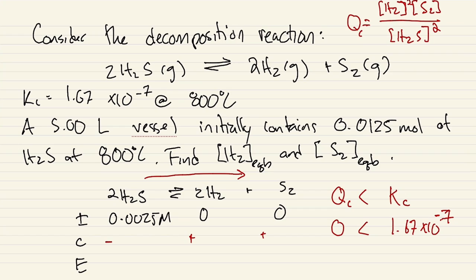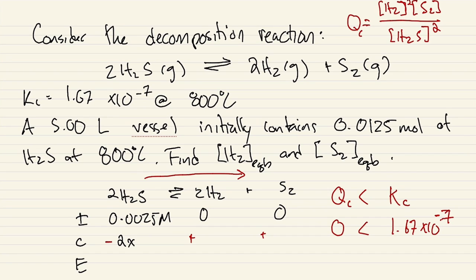The stoichiometry of the reaction, right? If we lose any hydrogen sulfide moving forward in this reaction, every time the reaction happens once, we lose 2 molecules of this. So for 1 mole of this reaction happening, we lose 2 moles of hydrogen sulfide. So that'd be minus 2x, where x is our arbitrary change.